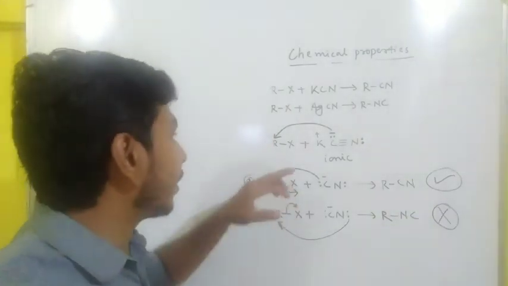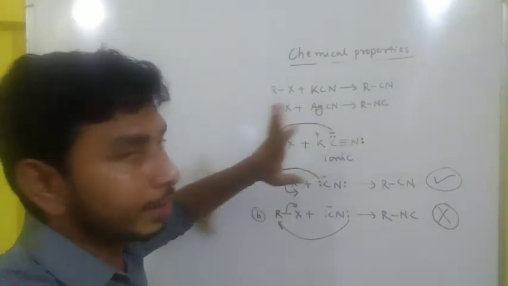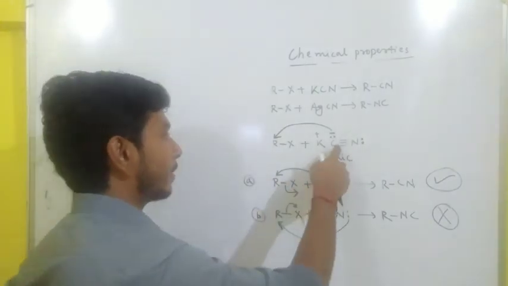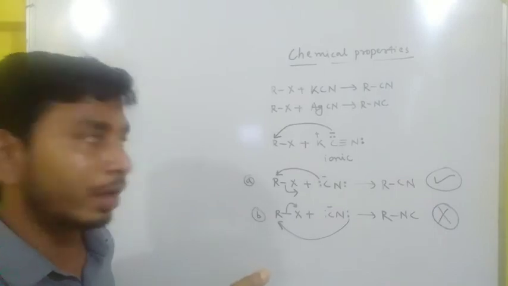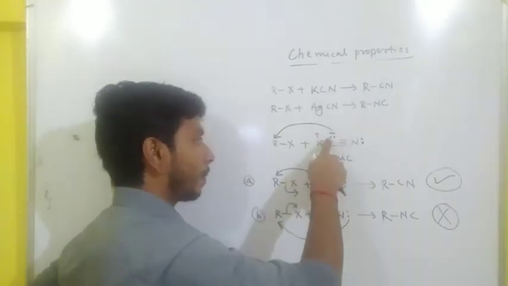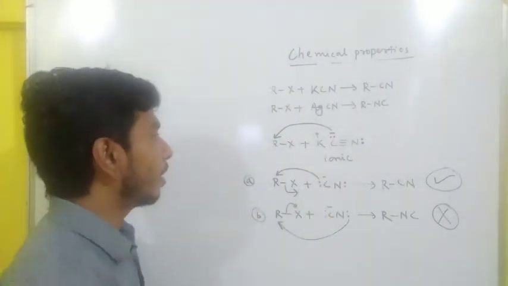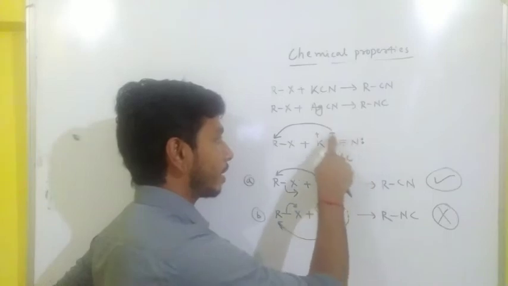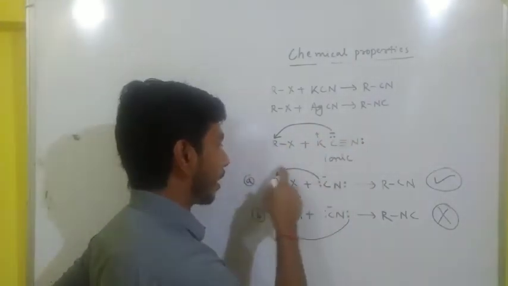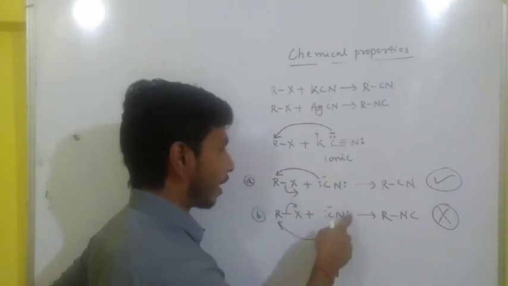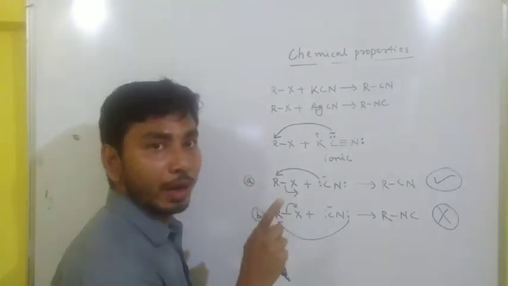Clear? I am again repeating. KCN is an ionic compound, K plus CN minus. So CN minus means carbon has the negative charge. Negative charge means it is rich in electrons. So carbon has an electron pair, and nitrogen always has one electron pair. So both carbon and nitrogen carry an electron pair. So this carbon can attack the alkyl group, as well as nitrogen can also attack the alkyl group, because both have a lone pair of electrons.